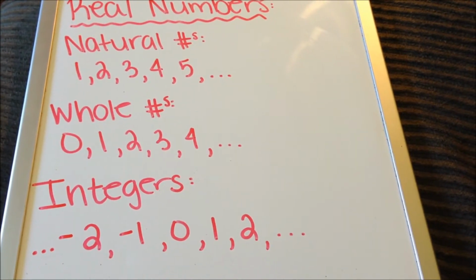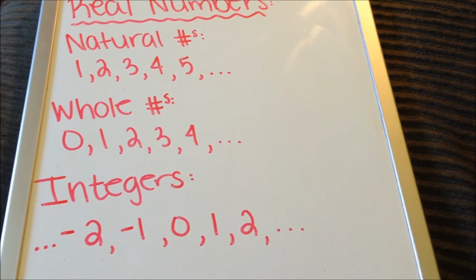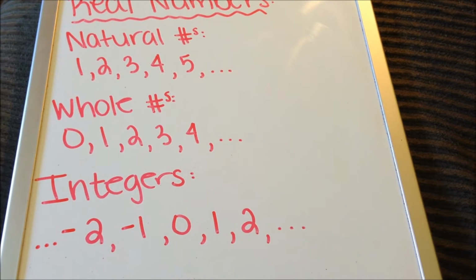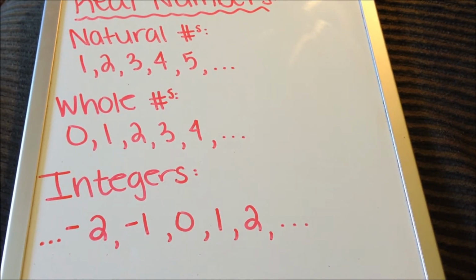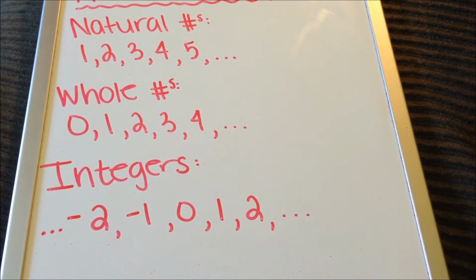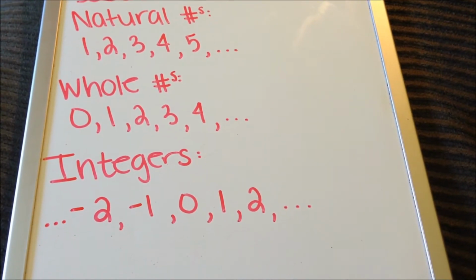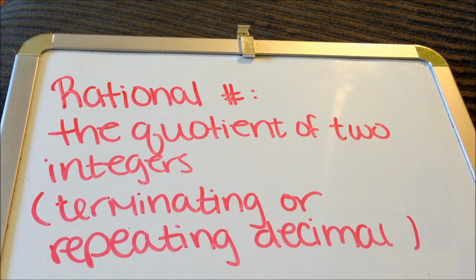The natural numbers consist of 1, 2, 3, 4, 5, etc. The whole numbers consist of 0, 1, 2, 3, 4, 5, etc. The integers involve all negative, all positive numbers, and 0, but just do not include fractions and decimals.